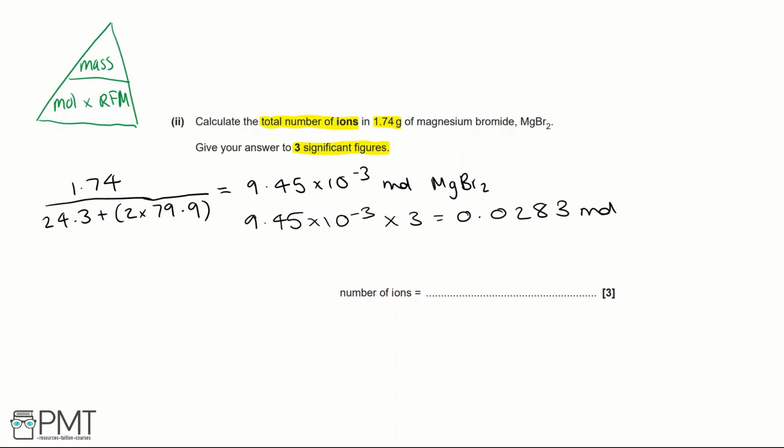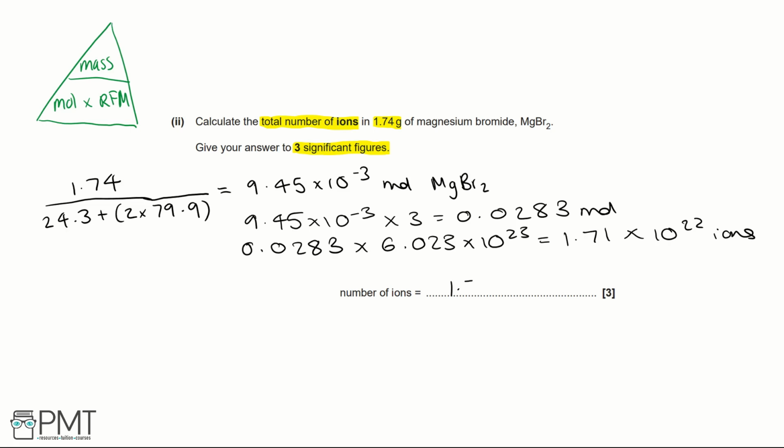Avogadro's constant. So that's 0.0283 multiplied by 6.023 times 10 to the 23. And that equals 1.71 times 10 to the 22 ions. So that's our answer to 3 significant figures, which we can then put on the answer line for this question. So 1.71 times 10 to the 22. So to get the 3 marks for this question, you get a mark for working out the number of moles of magnesium bromide, a mark for multiplying this by 3, and then a mark for working out the number of ions to 3 significant figures.